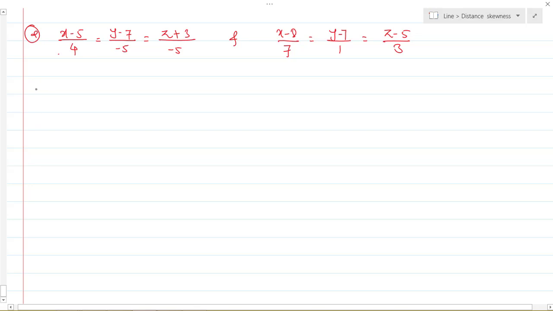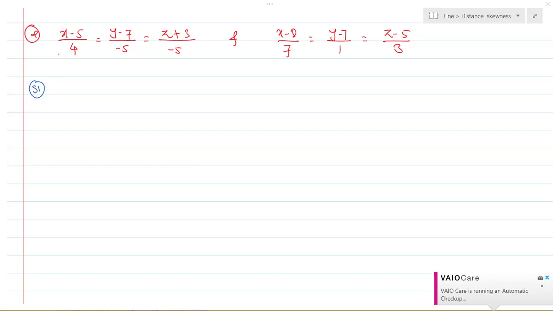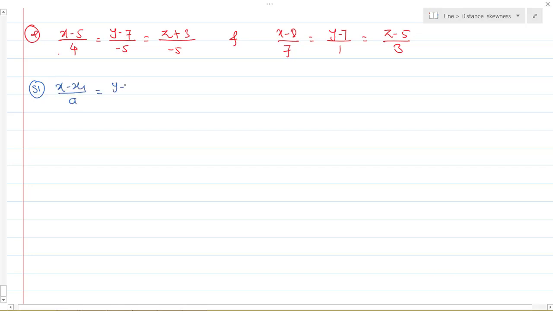You know the standard form of the line. What is the standard form of the line? It is (x minus x1) by a, (y minus y1) by b, and (z minus z1) by c. So the denominators are the direction ratios. Let's take the values. The point a is (5, 7, minus 3), and the direction ratios a1, b1, c1 become 4, minus 5 and minus 5.